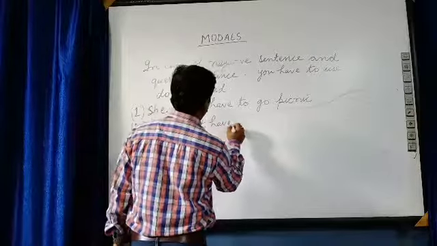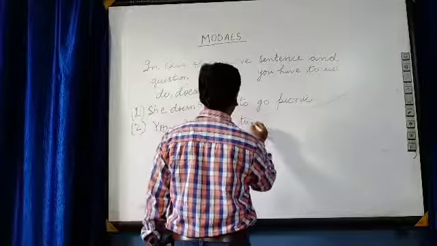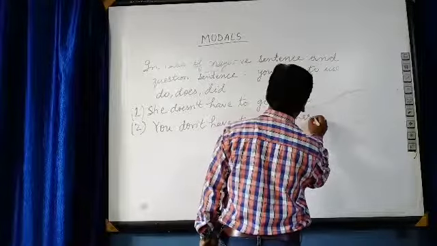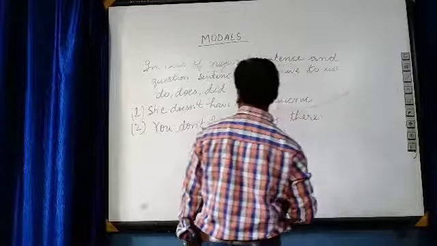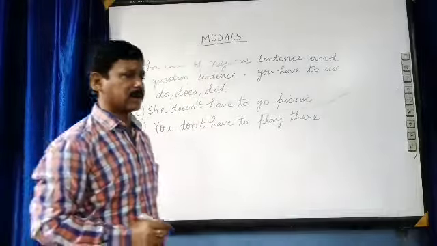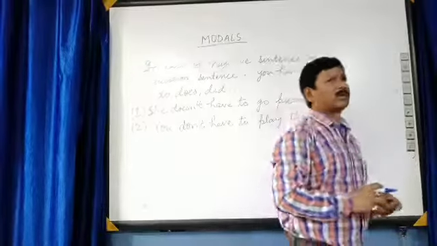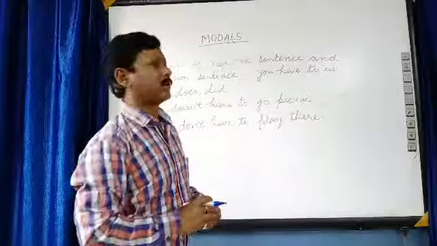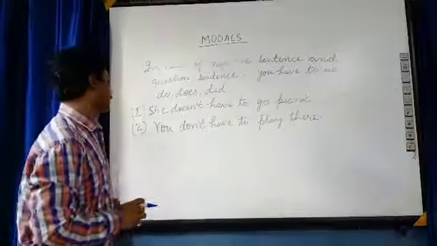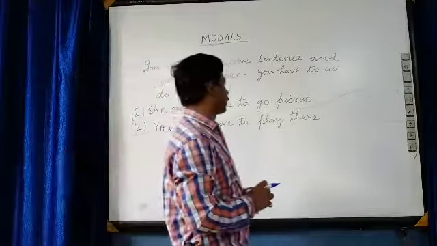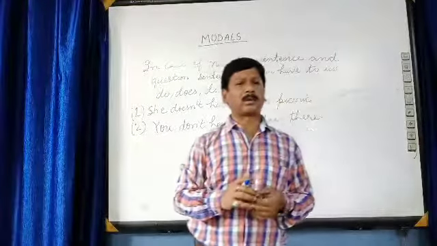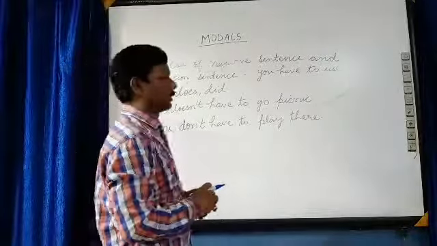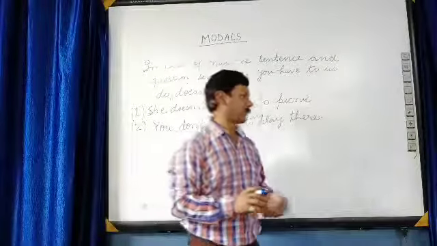You don't have to play there. That means it is not necessary to play there. That means something is going wrong. It is not the proper place, and a guardian will always advise you not to play there. So in that case, where it is not necessary, you use don't have to play there. In negative form you have to use that.